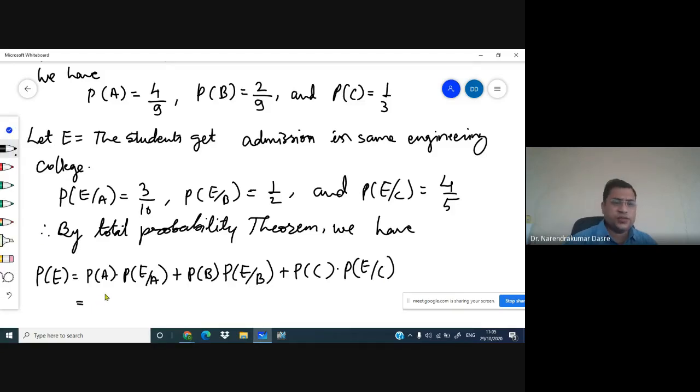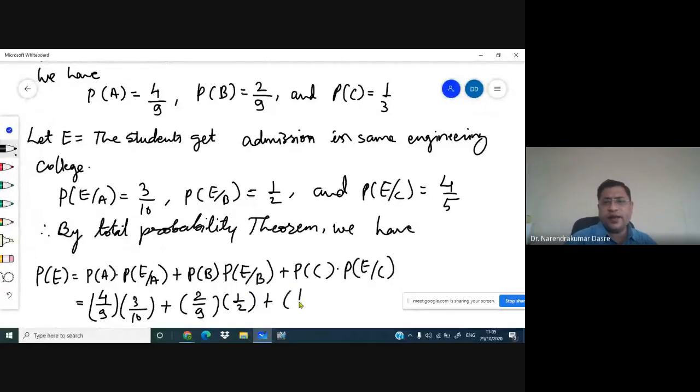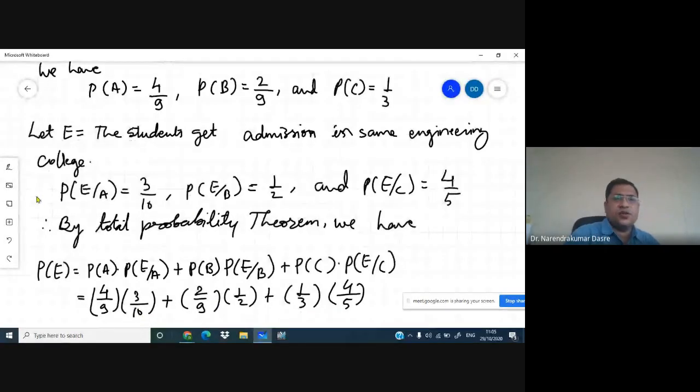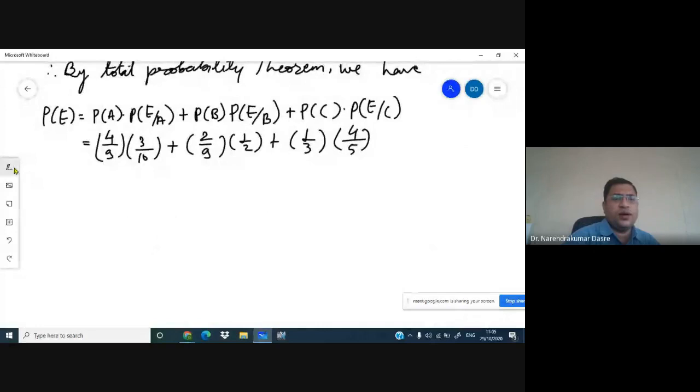So this is equal to 4 by 9 into 3 by 10, plus 2 by 9 into 1 half, plus 1 by 3 into 4 by 5. Please use the proper brackets and be careful with the calculations. Now let us see what we get here.